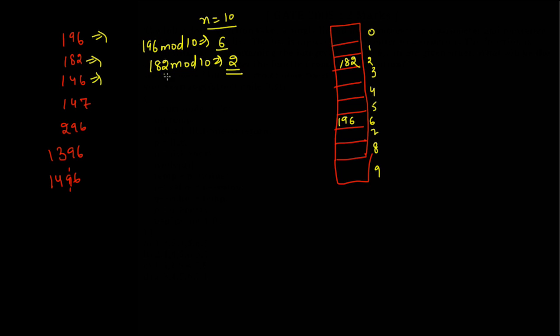The next number is 146. So if we do 146 mod 10, then it is going to give us the number which is 6. But if you see, there is already some data which is present at the index location 6, and we want to insert the data 146, right? Now if we insert the data 146 into this 6th location, then this original value which is already stored in the 6th location will be overwritten and we are going to lose that value. Okay, so this is a problem, and this problem is called a collision.